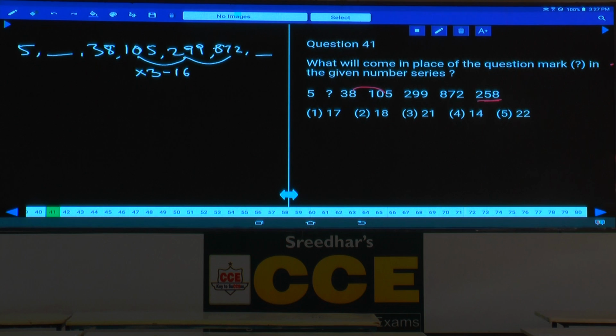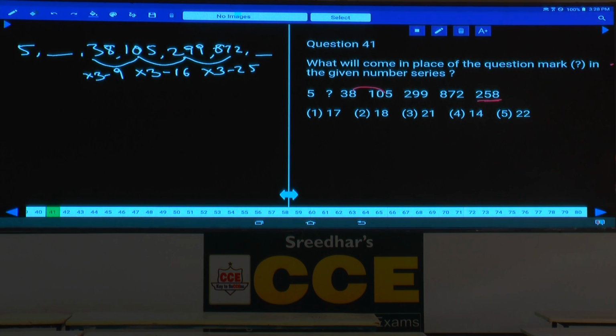Next one, 299 and 872. 299 into 3 is how much? 300 into 3 is 900, minus 3 is 897. 897 and 872, here the difference is how much? Minus 25. Into 3 is common and the squares are subtracted. Next one, check out here: 38 into 3, 30 into 3 is 90, 8 into 3 is 24, hence it is 114, minus 9 is 105.